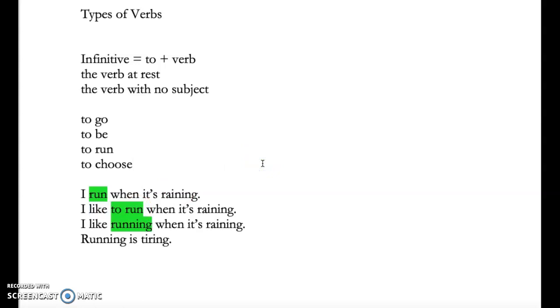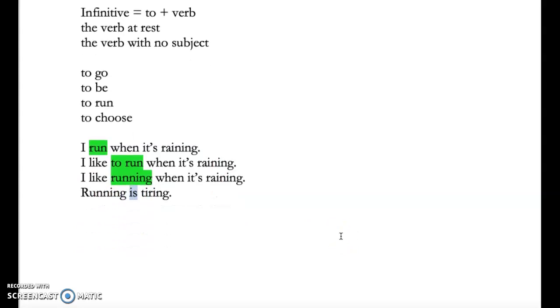Notice that you can do this with the gerund as well. Remember, the gerund is verb plus ing. I like running works because the word like is connecting the gerund to the subject. Remember also that you can take a verb, turn it into a gerund by adding ing, and then make it the subject of the sentence. So in this case, running is the subject of the sentence, and is the verb.